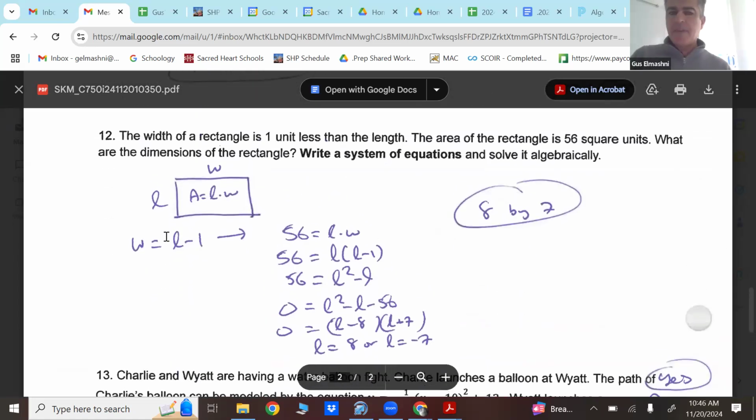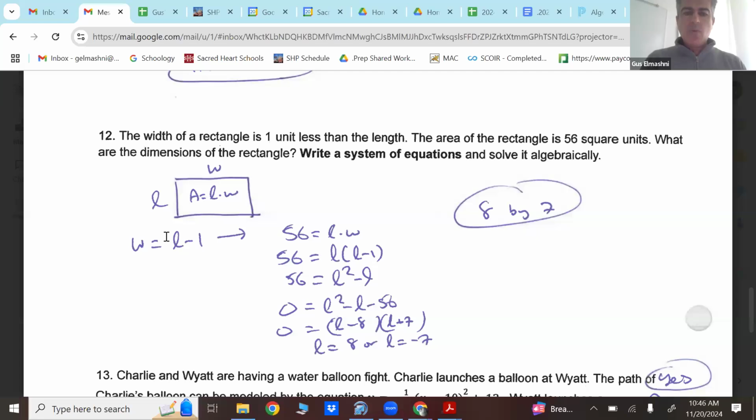Number 12 helps a draw. You have 2 dimensions, width and length. Width is 1 less than the length. Great. What's area? You guys should know this by now. Area is length times width. Replace the width with the new expression L minus 1. You have another quadratic. Solve it.